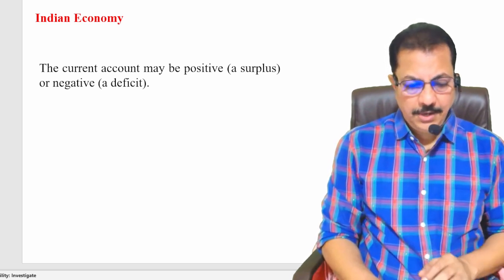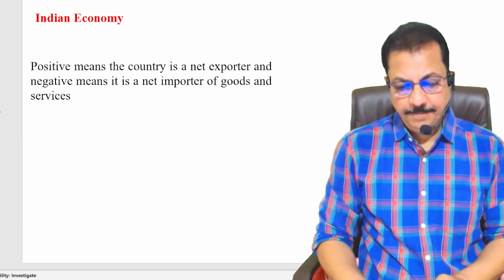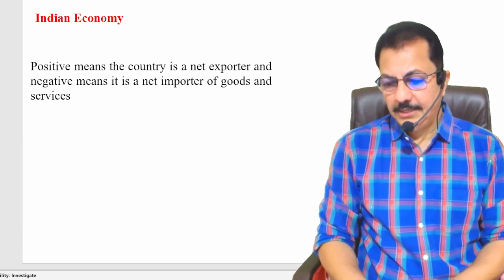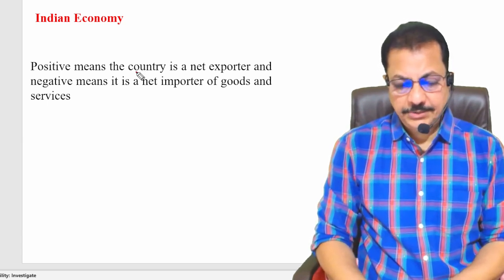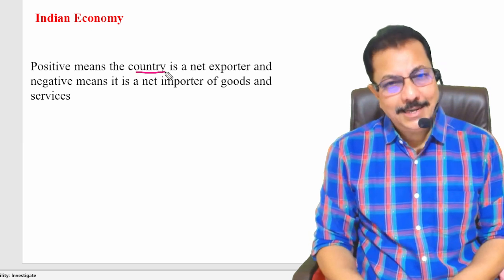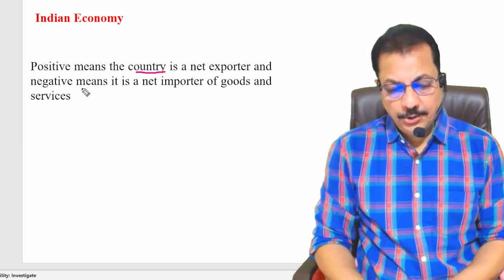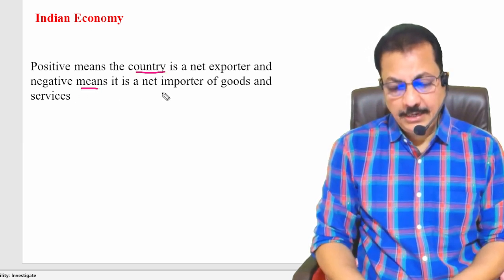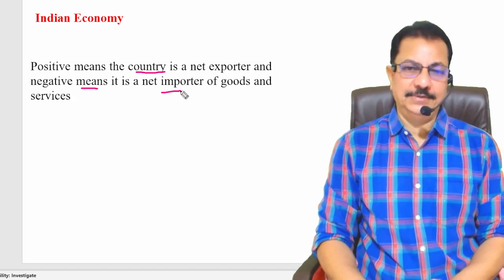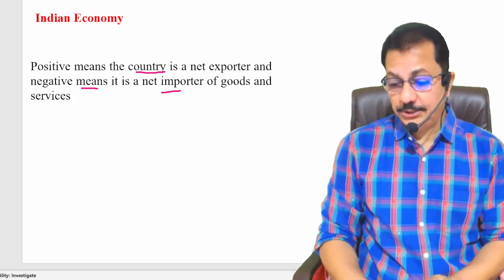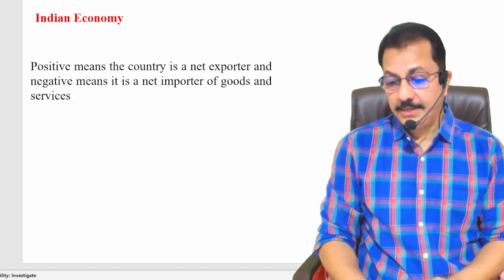So now let's go ahead and discuss more. The meaning is simple here. Positive means the country is a net exporter. Negative means it is a net importer of goods and services. Kindly remember this one. Very, very important.